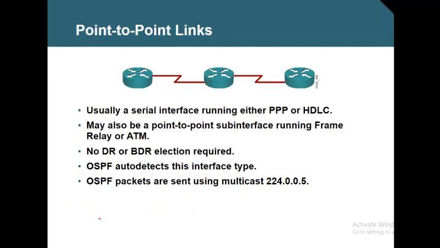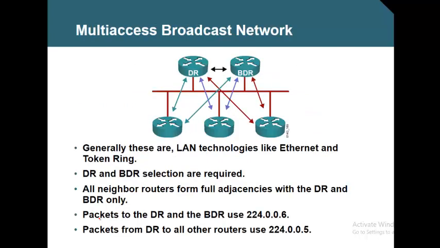Point-to-point needs only one multicast address, 224.0.0.5, and there will not be a DR-BDR election. In a multi-access environment, there will be a DR-BDR election. 224.0.0.6 is the address used to talk to the DRs, and the DR talking to others will use .5.